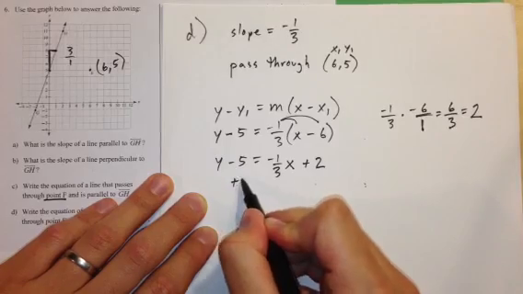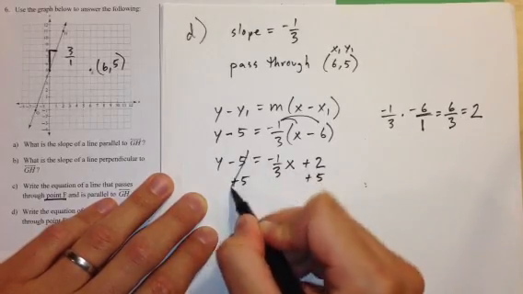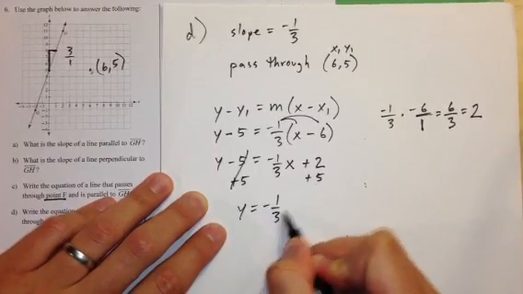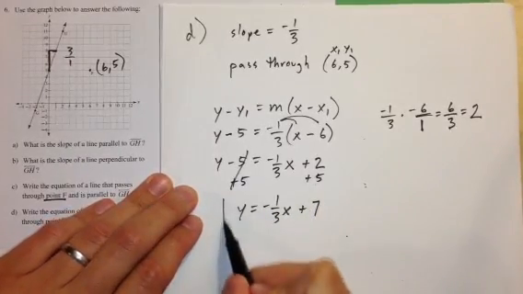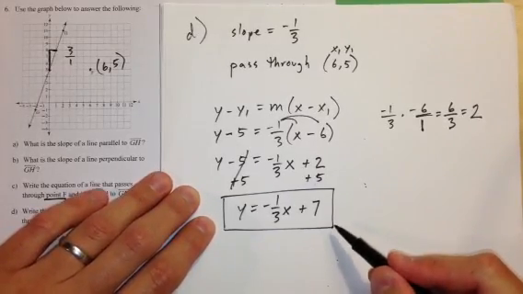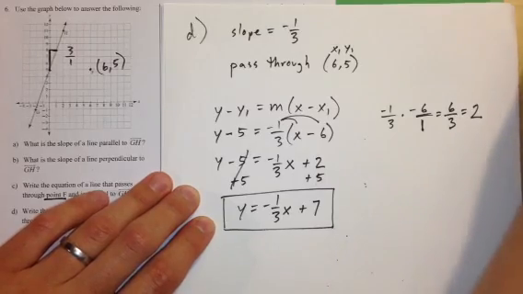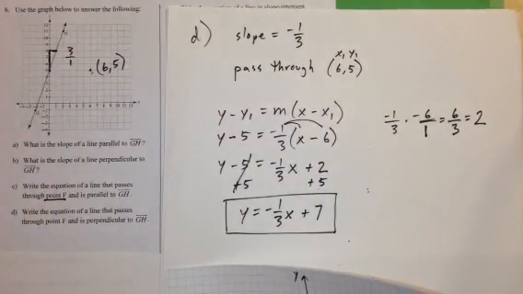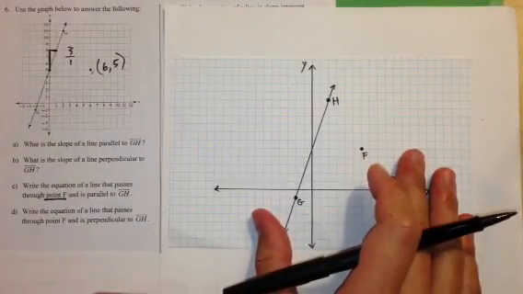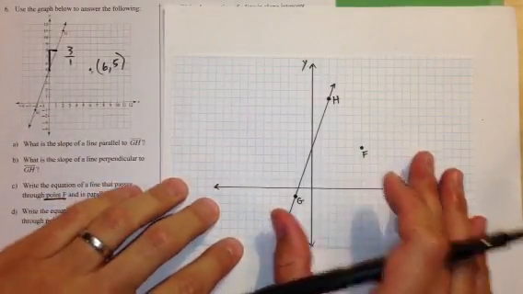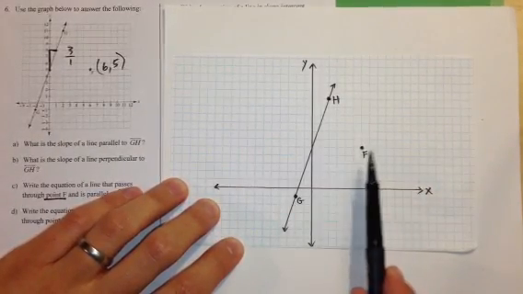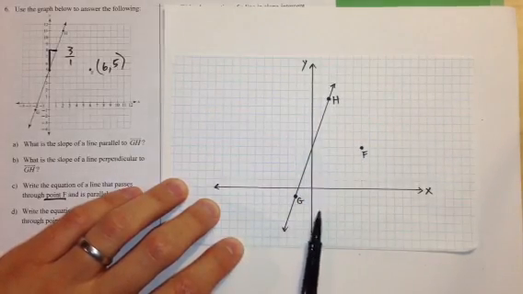We have one more step to get it into slope-intercept form. That is adding the 5. So we isolate the y to get y equals negative 1/3 x plus 7. This is the equation of the line that is perpendicular to line GH and passes through point F. So let's take a look at the graph for part D right here. Again, I just drew this on a piece of graph paper, and you can do the same on the EOC. It's very helpful. So what's the line that's perpendicular to GH that passes through point F?